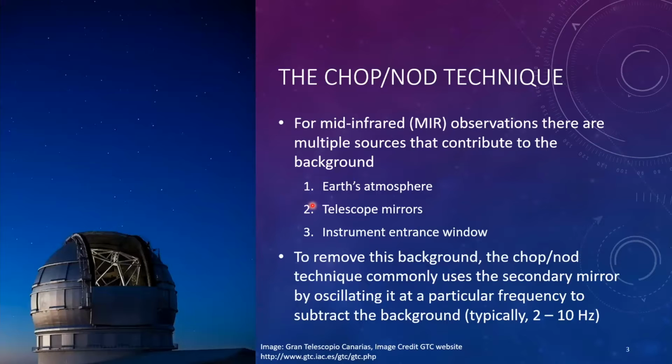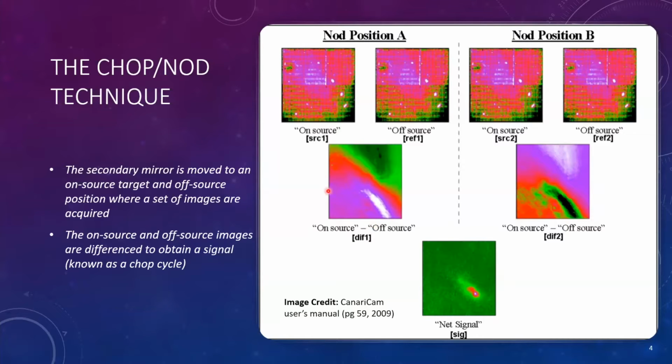The chop-nod technique is utilized in the mid-infrared since there are multiple sources that can contribute to a background. This includes the Earth's atmosphere, telescope mirrors, and the instrument entrance window. To remove this background, the chop-nod technique is commonly used, oscillating a secondary mirror at a particular frequency to subtract that background. The secondary mirror is moved to an on-source and off-source position where a set of images is acquired. Then the on-source and off-source images are differenced to obtain a signal, which is known as a chop cycle.